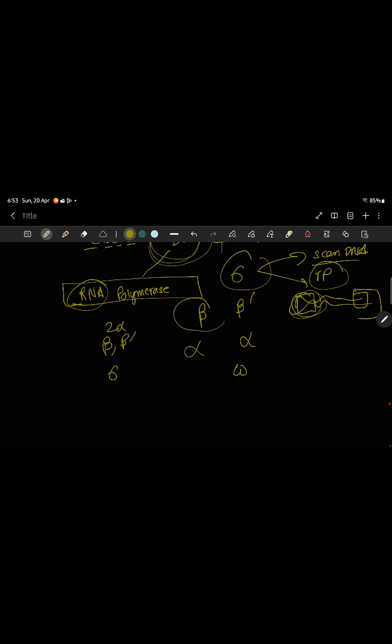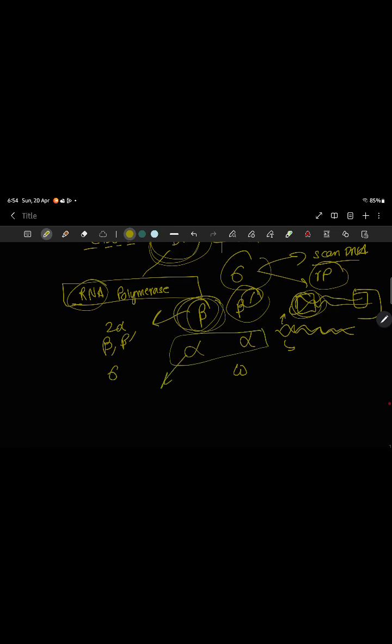Let's talk about beta and beta dash. Beta's function is polymerization of nucleotides, and the function of beta dash is that it has helicase activity. That means unwinding of DNA. Like this is the DNA, and this opening of DNA is done by beta dash, and beta is just for the polymerization.